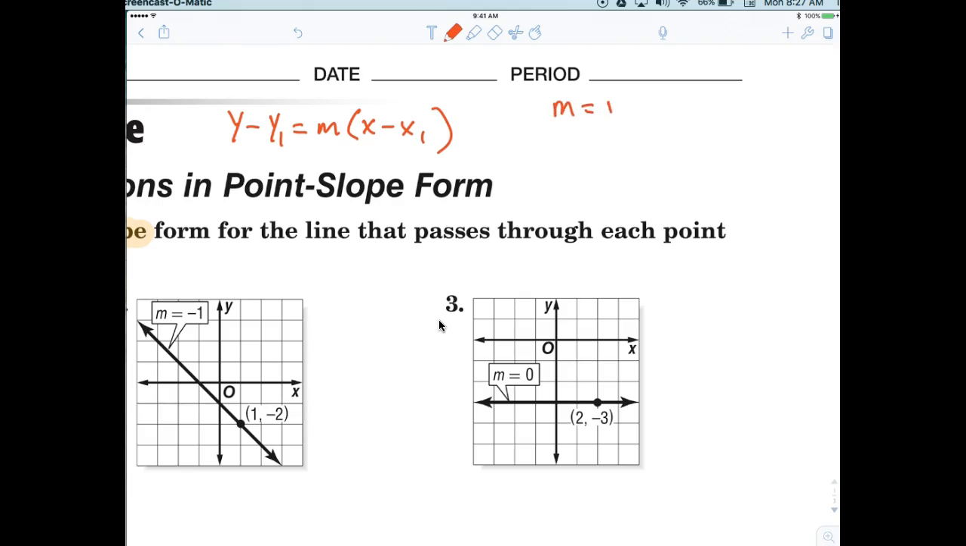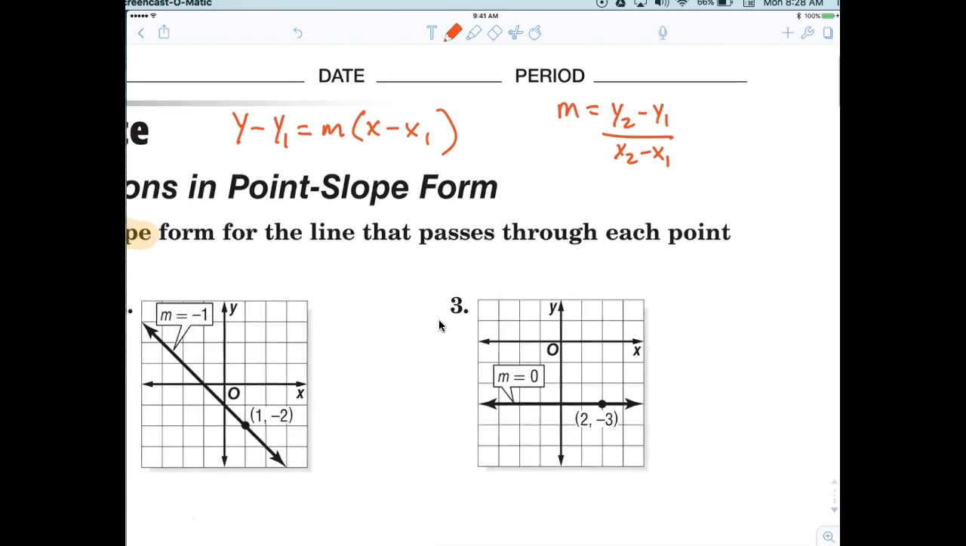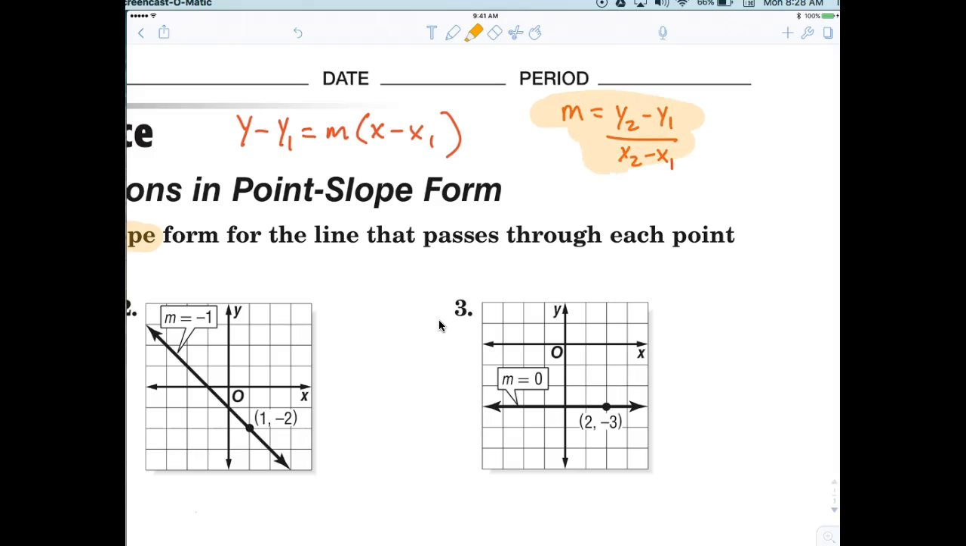So I want you to just look at this. m equals y2 minus y1 over x2 minus x1. What is that the formula for? That's the formula for slope. Now please pay attention up here. Look up. Now I'm going to show you how this right here is exactly the same as that. It's the same exact thing. It just doesn't look like it right now.